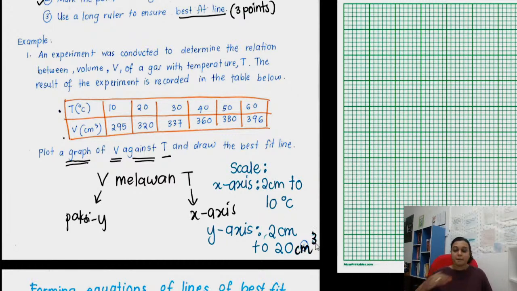So maksudnya pada paksi X kita akan lukis 2 cm, kita akan buat 10 darjah Celsius. So 10, 20, 30 like that, 40, 50. For the y-axis, we're going to do 2 cm, we're going to do 20, 40, 60 like that.